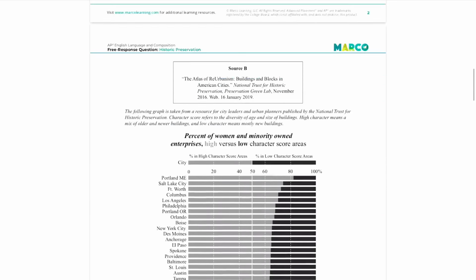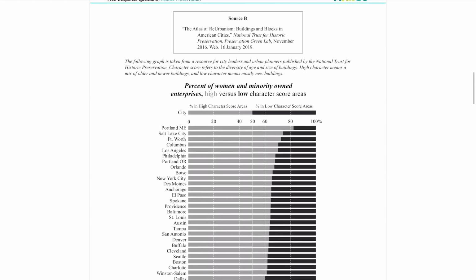So that's source A. I'm going to move quicker. Source B, the Atlas of Re-Urbanism, Buildings and Blocks in American Cities. It's from the National Trust for Historic Preservation. Okay, good. So these people are in favor of historic preservation. Also from 2016 and accessed 2019. The following graph is taken from a resource for city leaders and urban planners published by the National Trust for Historic Preservation. Character score refers to the diversity of age and size of buildings. High character means a mix of older and newer buildings, and low character means mostly new buildings.